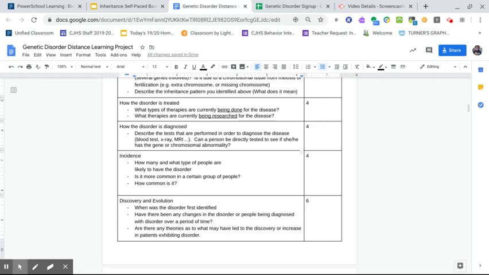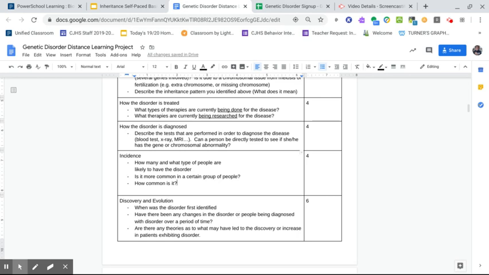When was it identified? Have there been any changes in the disorder? Okay, have there been any mutations? Have there been any changes in symptoms? Okay, evolution just means change over time. So has this disorder changed in the last couple of 100 years, in the last 500 years? What about the people being diagnosed?